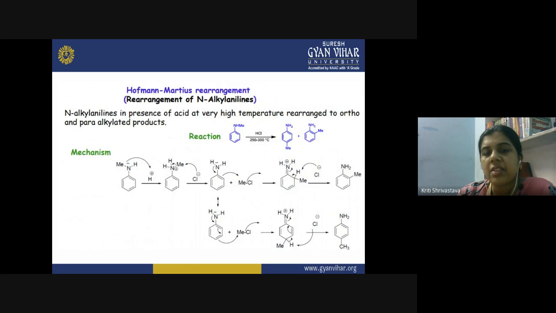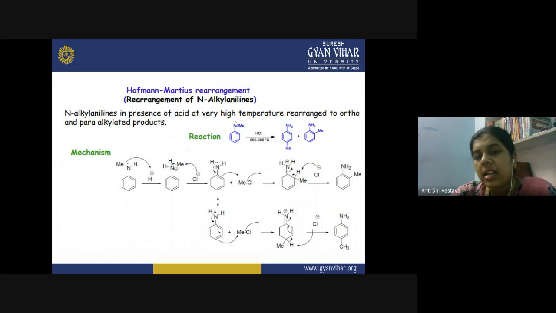So the next is the Hofmann-Martius rearrangement, and it is also called the rearrangement of N-alkyl aniline. So you have an aniline with an alkyl substituent on it. N-alkyl aniline, you can see on the nitrogen, if you have the benzene group and NH2, then it is your aniline, and when one of the hydrogens is replaced by methyl, this is N-alkyl aniline.